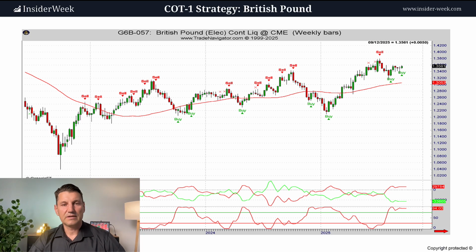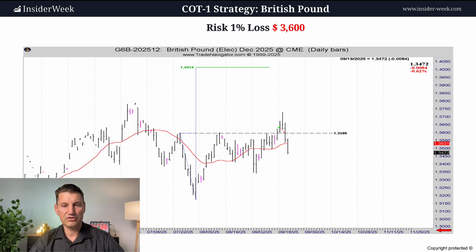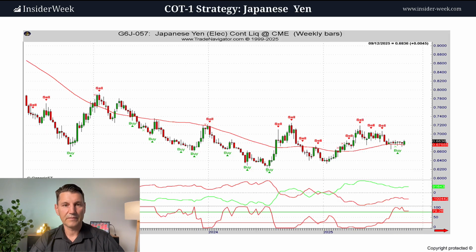So, next trade, British pound. In British pound, we got a buy signal based on CFTC data in the direction of the weekly trend. So let's have a look at the daily chart. As you can see, we got a breakout over a resistance level, and this breakout failed. So I lost $3,600 because I moved my stop closer to the market.